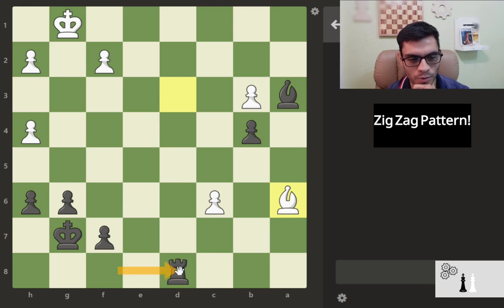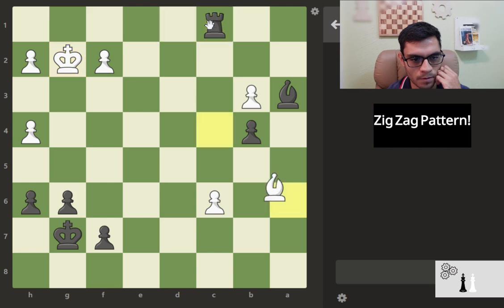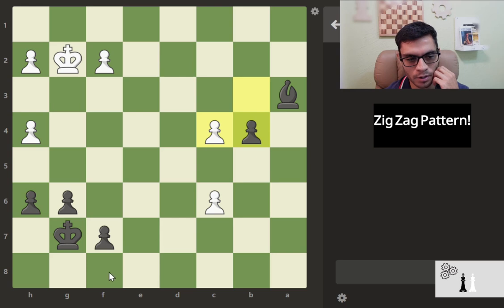Here we first move the rook back, and now I'm going to go here and give a check and go back. So this is the zigzag pattern in this puzzle. I go here, and I'm going to go back to capture the pawn. But wait, the bishop interposes. I just take the bishop, and now I can promote my own pawn. So yes, there is a zigzag pattern here.